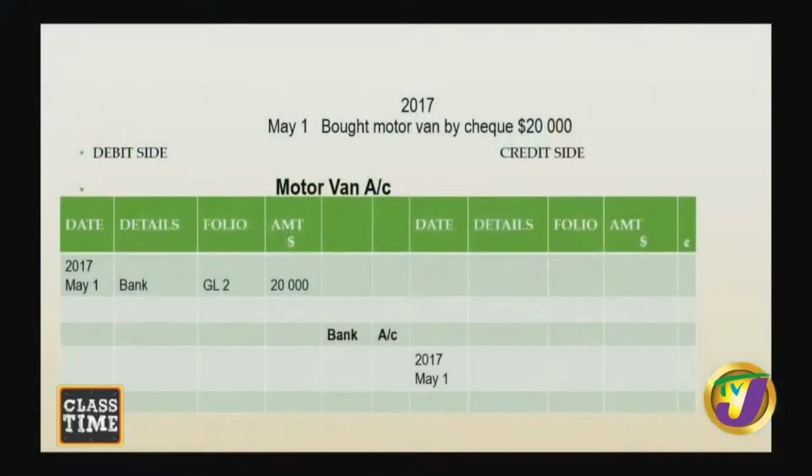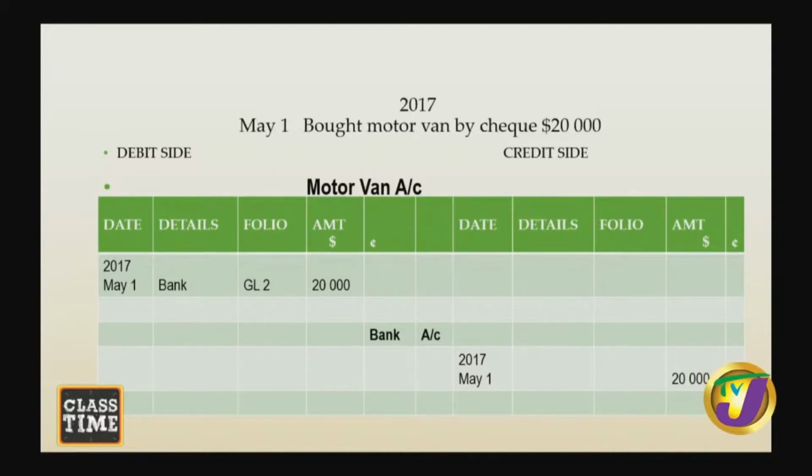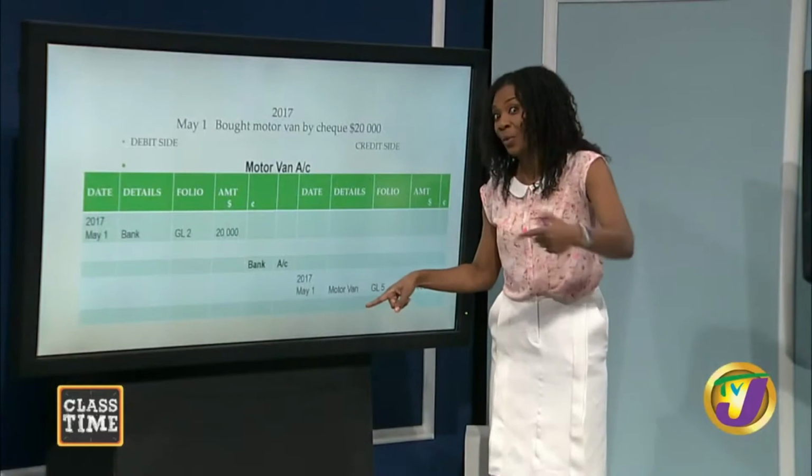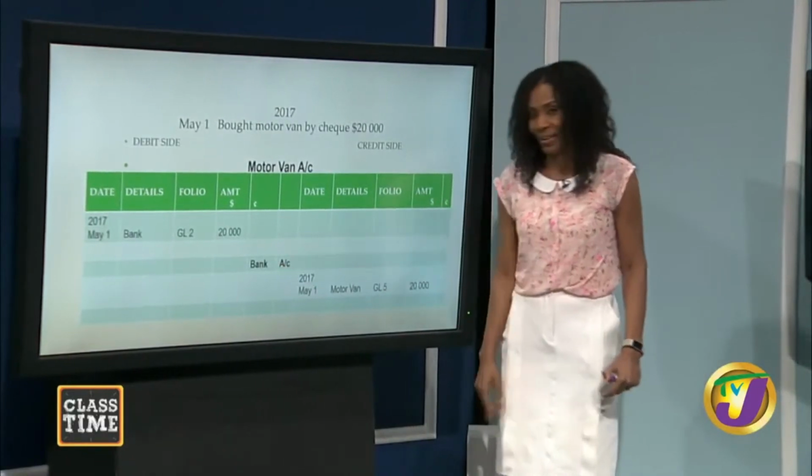In the date column, we write back the same date, May 1, 2017. What will I put in the details column? Think. What's the amount? The same 20,000. So, in the amount column, we put $20,000. And in the details column, we write motor van, the other item that was affected along with bank.